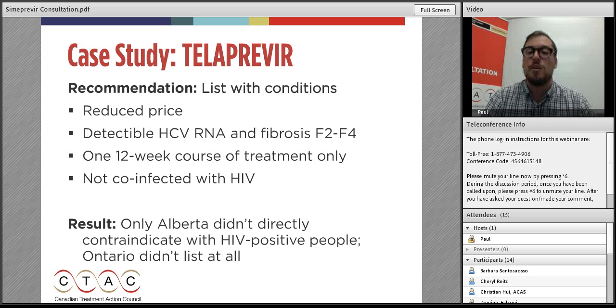It recommends 1 12-week course of treatment only for people who are undergoing hepatitis C treatment, which again has some issues. It certainly limits the availability of a person to be able to go on treatment again while this is the current medication. And also, we'll talk about this a little bit more because this is really important, it does not recommend the use of Simeprevir with people who are co-infected with HIV.